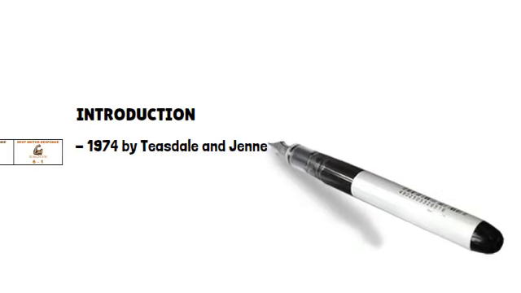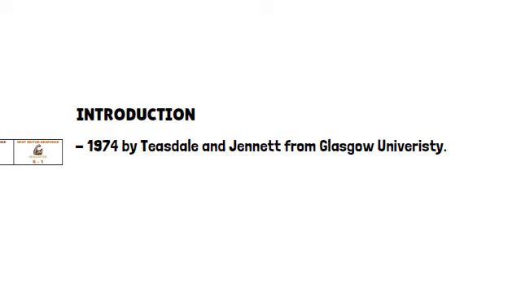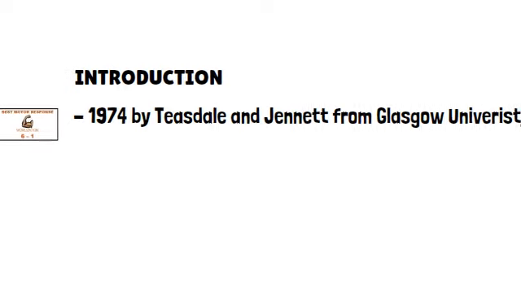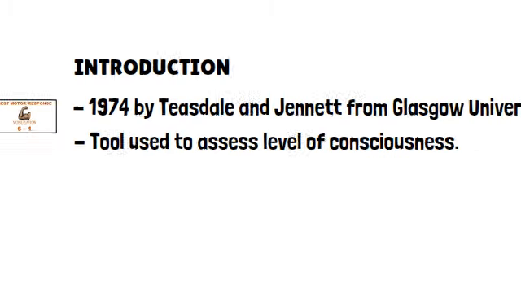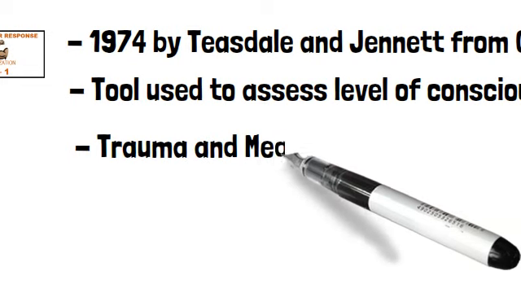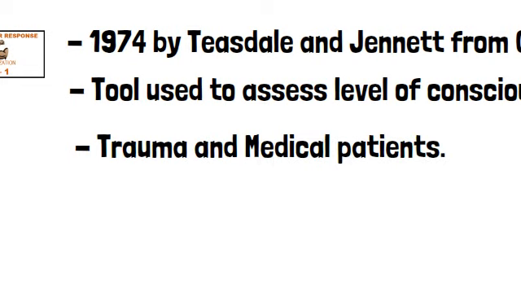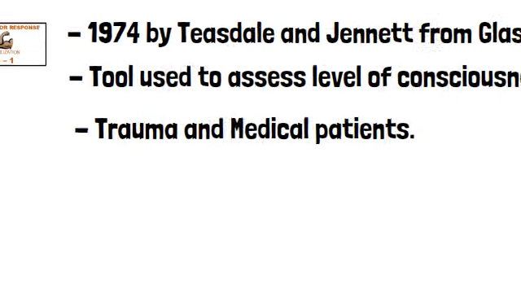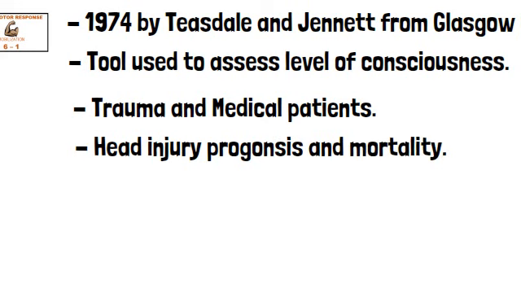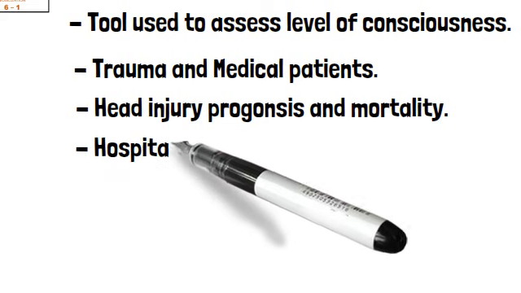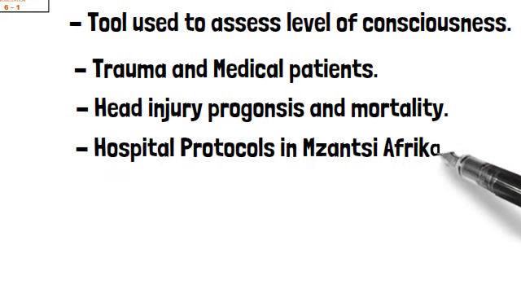The Glasgow Coma Scale was first introduced in 1974 by two neurosurgery professors, Teasdale and Jennett, from Glasgow University. The Glasgow Coma Scale is a tool used to assess the level of consciousness. It is used for both trauma patients and patients with medical conditions. It helps determine head injury prognosis and mortality. The GCS is incorporated in most protocols of South African hospitals.